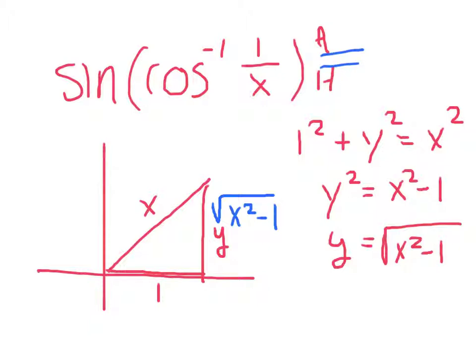So this is the angle theta. I'm finding the sine of this angle. Notice the cosine is adjacent over hypotenuse, 1 over x. So the sine is going to be opposite over hypotenuse, the square root of x squared minus 1 over x. And this guy up here, that's your answer. So draw the picture, label the triangle, figure it out. We're going to do this 2 more times, once with letters and once with numbers. Let me do one with numbers.